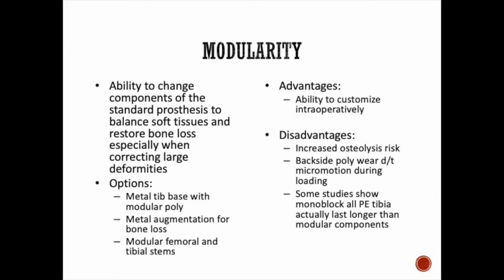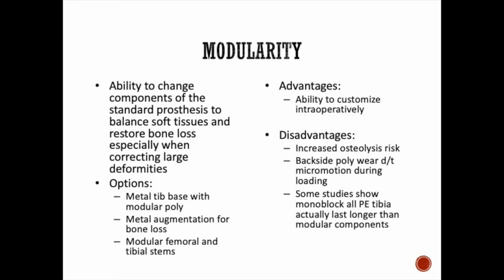The modularity is what allows us to choose between all of these different constraint mechanisms, different sizes, all of that stuff. So it's the ability to change components of the prosthesis to balance the soft tissues, restore bone loss, and correct deformities. Options include a metal tibial base plate or an all polyethylene, metal augmentation for bone loss, and modular femoral and tibial stems, as well as different sizing and types of polyethylene available. The advantages are that you get to customize it intraoperatively.